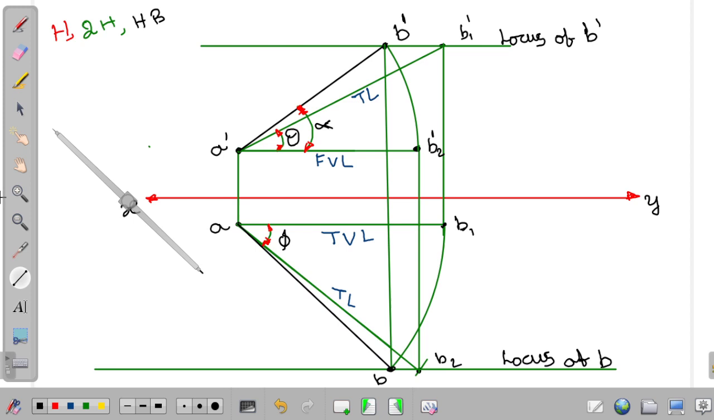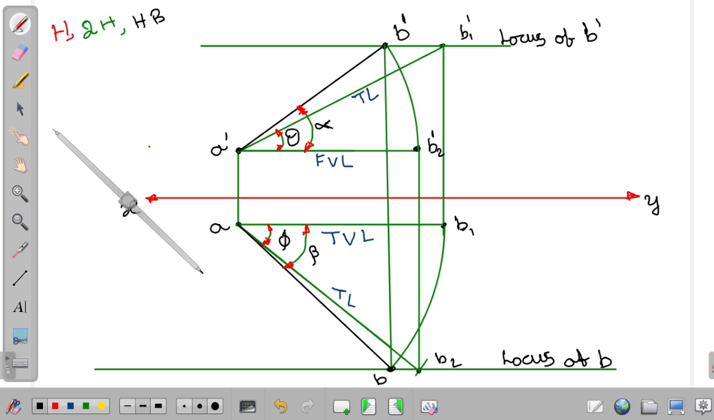Good. Now how much inclination is this line going to make? It is not phi, sir. It is more than phi. So it is considered as beta. This angle is beta.